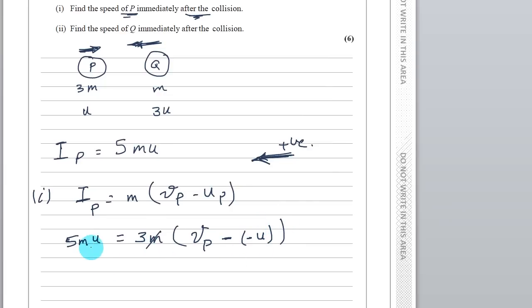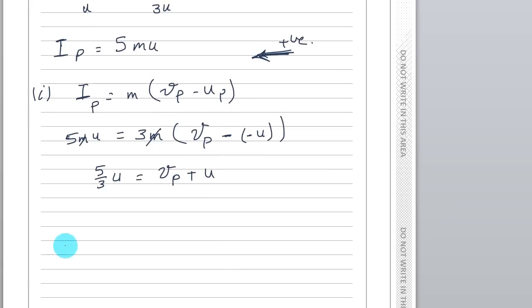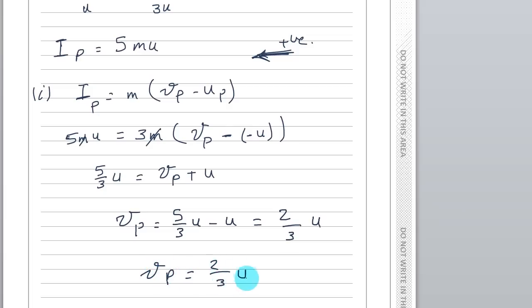So this m goes with this m, so 5/3 u is equal to VB plus u. So VB, which is the velocity of B after collision, is equal to 5/3 u minus u. So it's equal to 2/3 u. So VB is equal to 2/3 u, and in this direction, because it's positive.